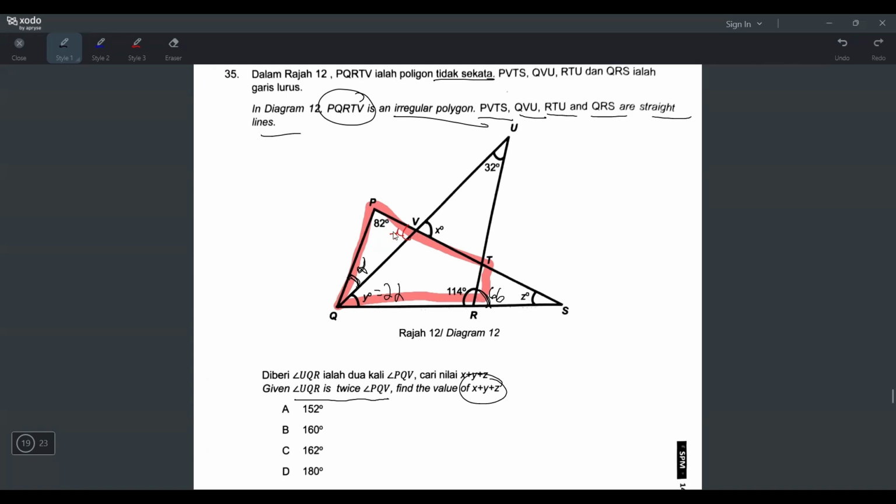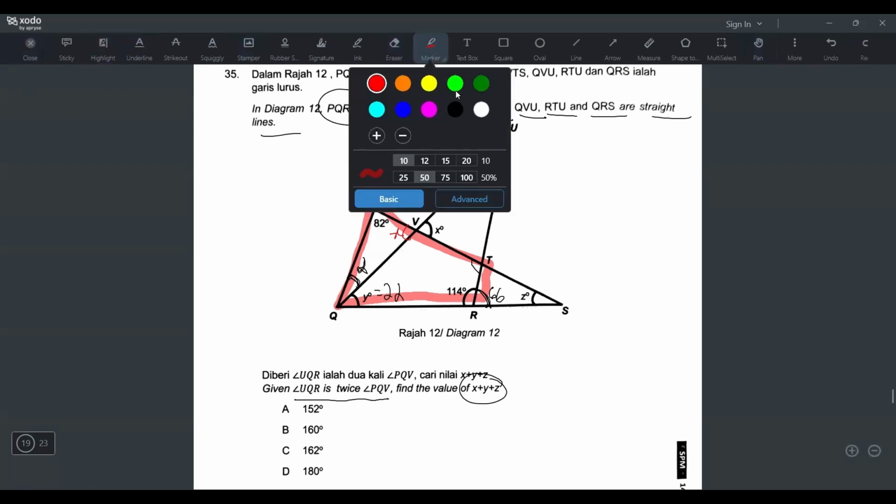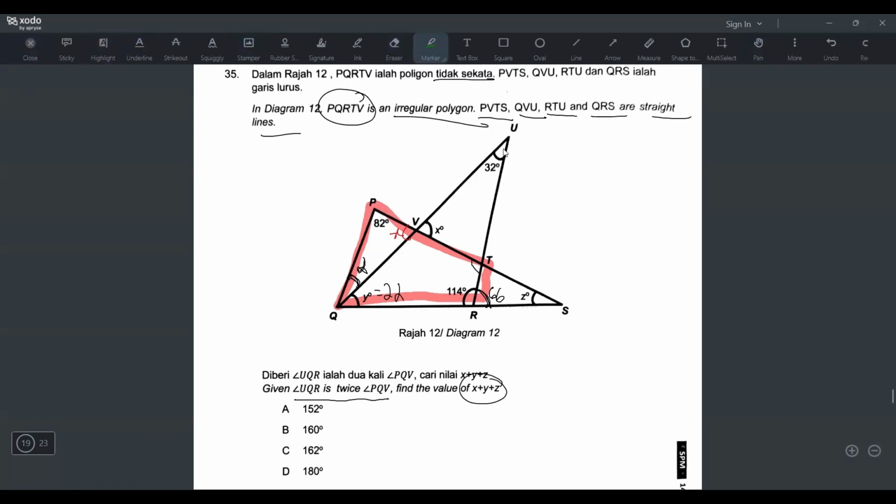Okay, this is a polygon. I think, wait. This angle boleh cari tak? Susah sikit kan? Okay, so macam mana? Okay, what about this triangle? Oh, I see it already. It's a bit hard to see it. Okay, it took some time. Let me show you using a green highlight.